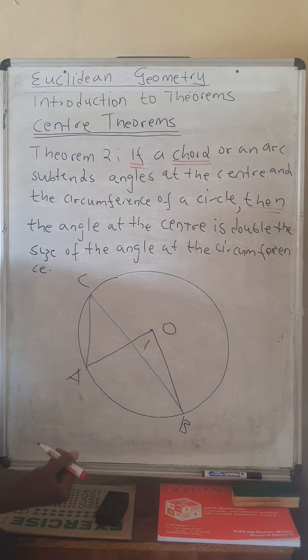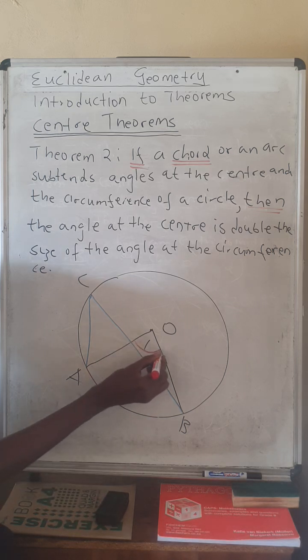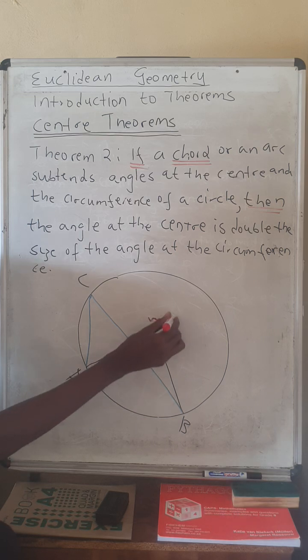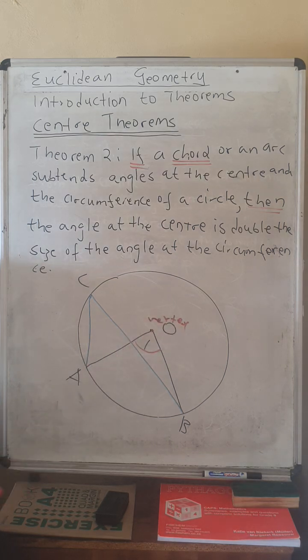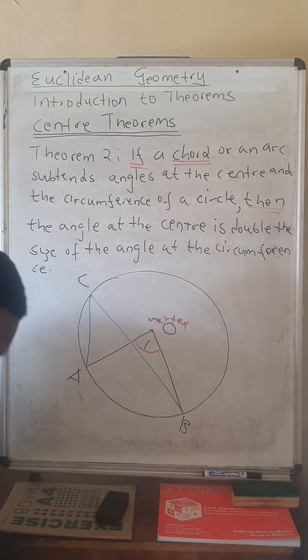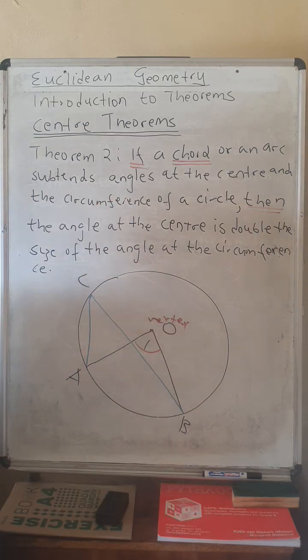Am I having an angle at the center here? Yes. Which angle is that? Angle O1. We know why this angle is at the center, because the vertex is at the center and the arms are radii. Remember, I said once the angle is at the center, that angle, without any doubt, is being subtended by an arc or a chord.